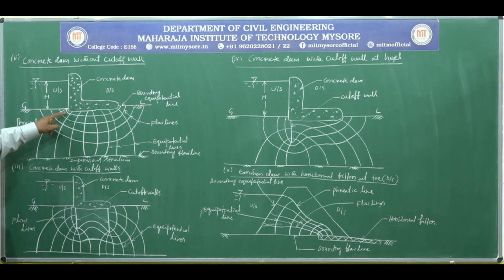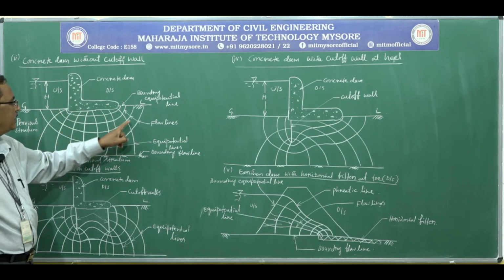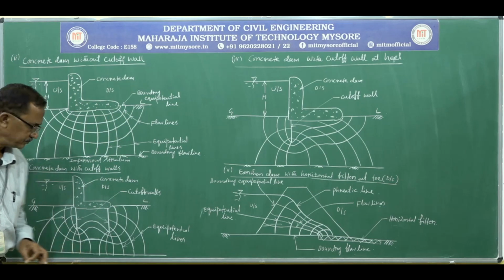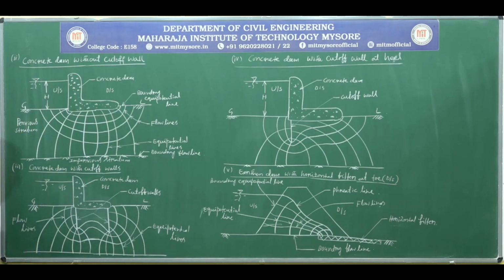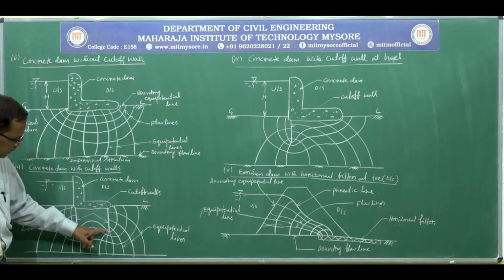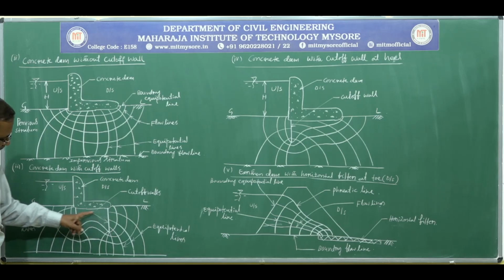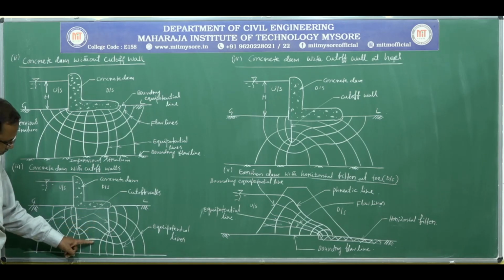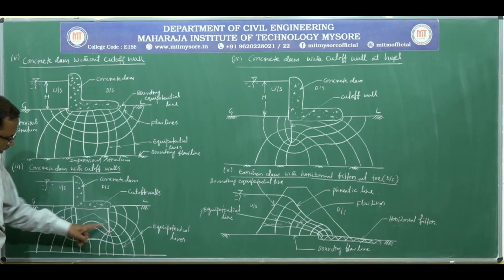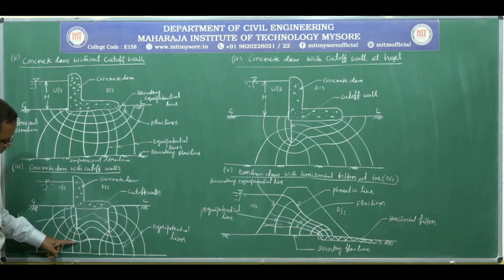In the previous case also there are 5 flow channels, and the number of equipotential lines you can count: 1, 2, 3, 4, 5, 6, 7, 8, 9, 10. There is a little kink here in the flow lines. There is a reduction in flow, hence there are no flow lines here, and you can see also that the flow lines become mild as we move away from the cut-off walls.